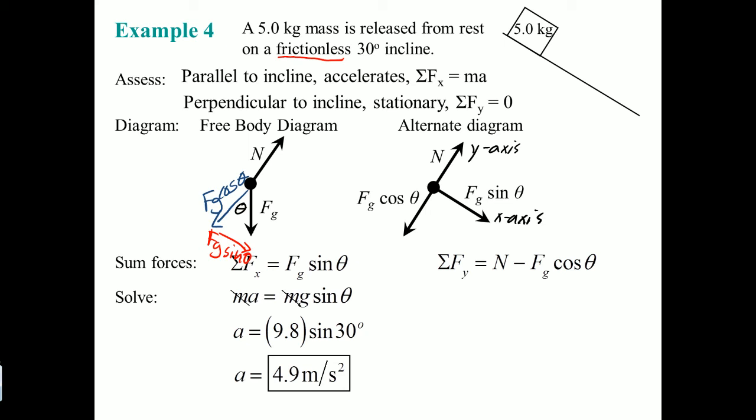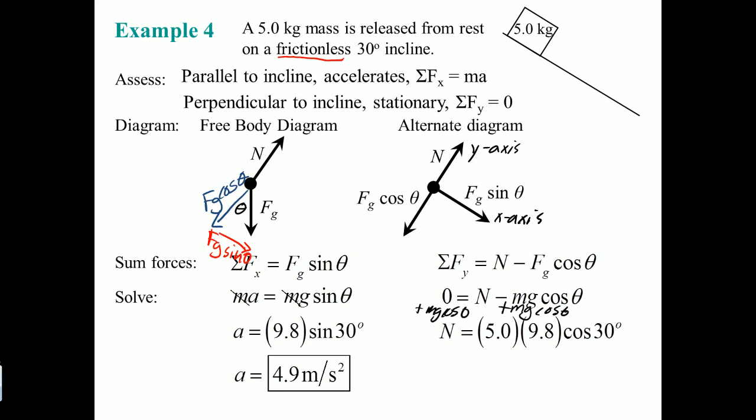Here we saw that it is stationary in the y-axis, so this goes to 0. Plug in everything else. Force of gravity becomes mg. Add mg cosine theta to both sides. Okay, then plug it in. You get the normal force equals 42.4 newtons.